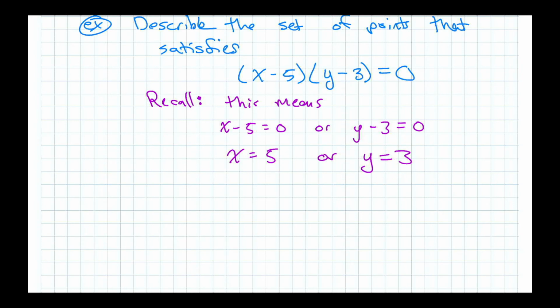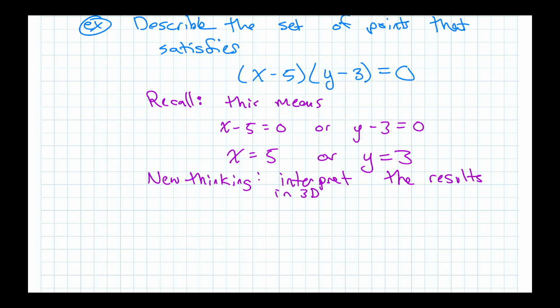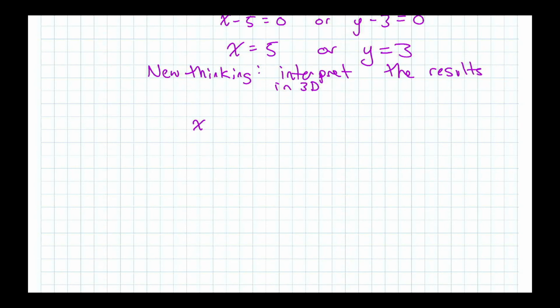But now the only new thing is that you actually have to interpret this and this in terms of three-dimensional space. So the new thinking is you're going to interpret the results in 3D. So we know that x equals 5. We know what that is now, right?